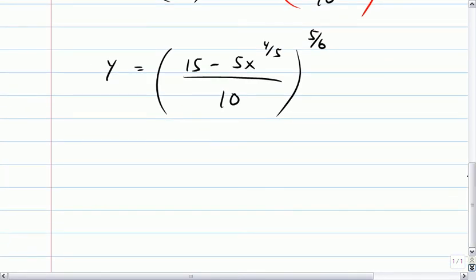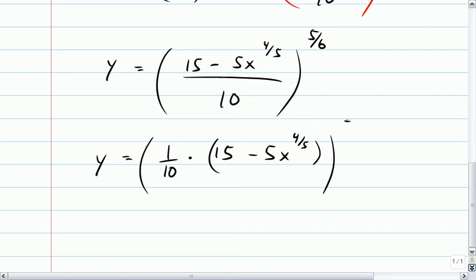So now I'd take the derivative of both sides. Before I actually do take the derivative of both sides, I'm going to clean this thing up a little. I'm going to rewrite the inside of the parentheses as 1/10 multiplied by 15 minus 5x to the 4/5. So you'll see why I did that here in just a sec.